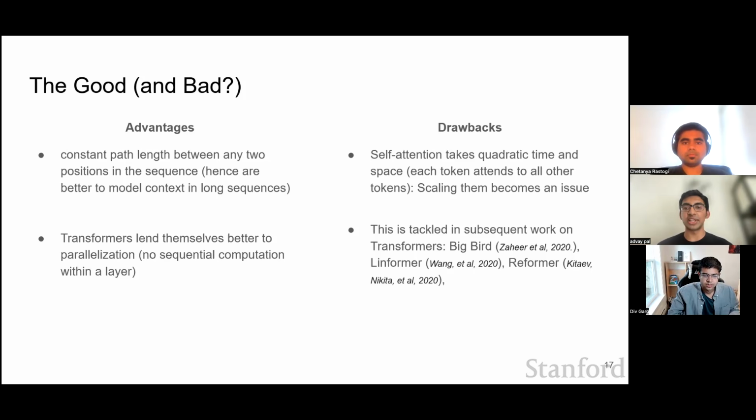The disadvantages are basically that self-attention takes quadratic time because every token looks at every other token. Order n squared, as you might know, does not scale. And there's actually been a lot of work in trying to tackle this. We've linked to some here. Big Bird, Linformer, and Reformer are all approaches to try and make this linear or quasi-linear, essentially.